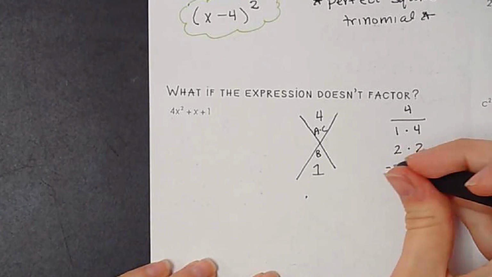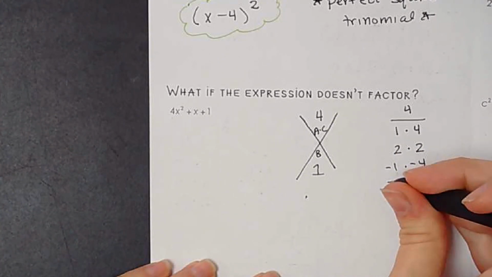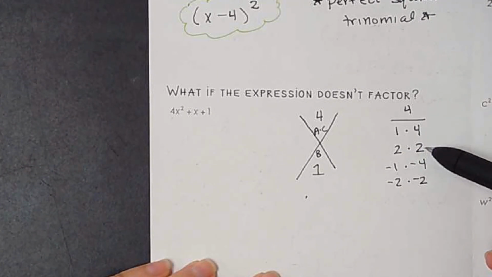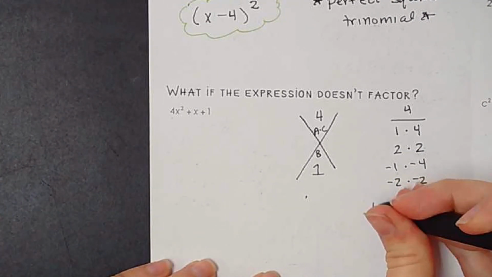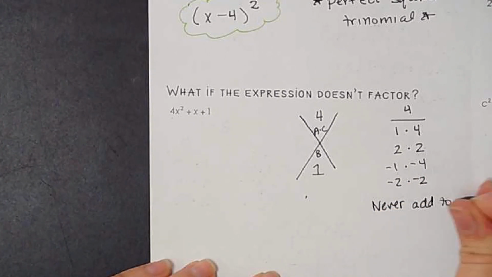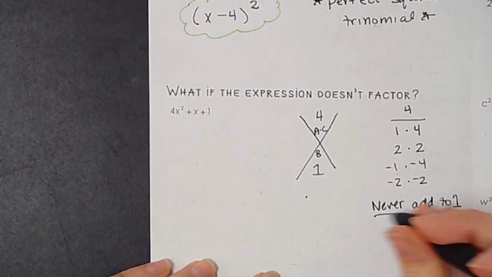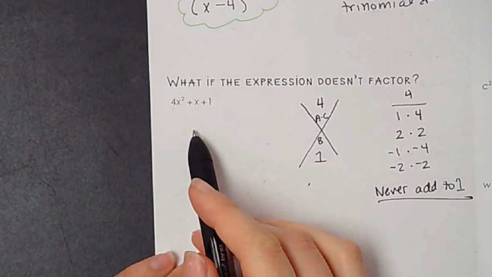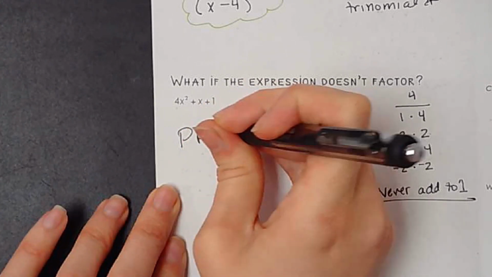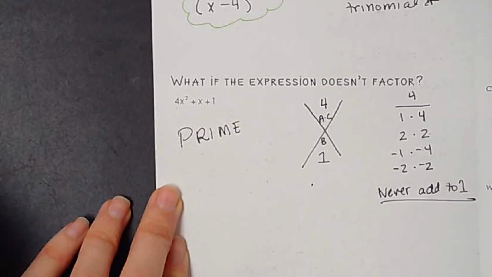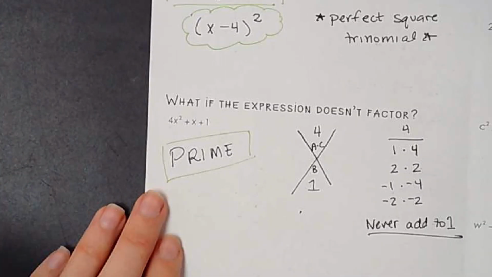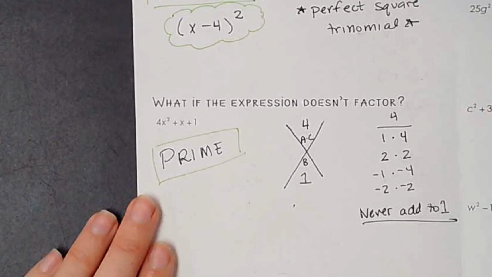I could do negative 1 and negative 4. I can do negative 2 and negative 2. None of these pairs are ever going to add to 1. That means that I can't factor this expression, and I would say it is prime. It can't be factored. The only things that it can be divided by are 1 and itself.